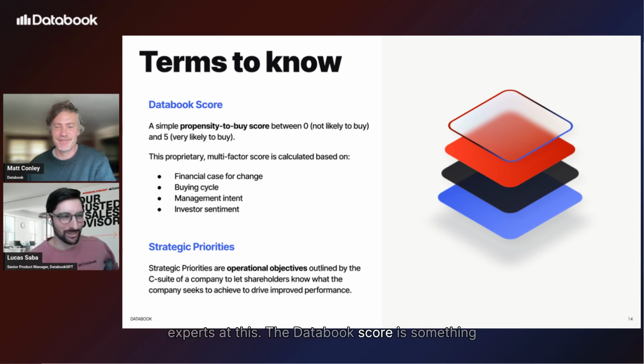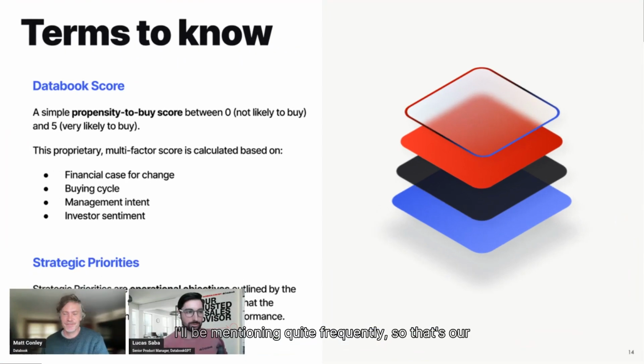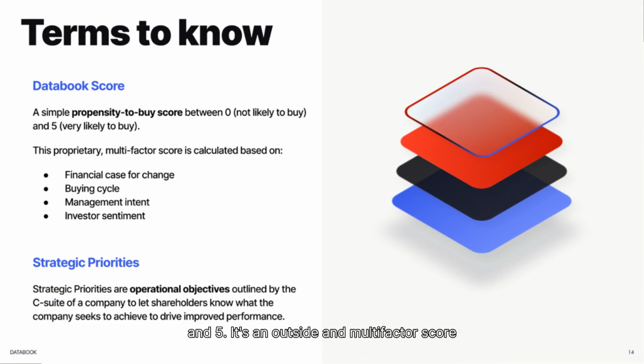The Databook score is something I'll be mentioning quite frequently. That's our propensity to buy score, which is between 0 and 5. It's an outside-in, multi-factor score that takes into account what's on the screen right there. It's really helpful for prioritizing your accounts, to understand which ones you should be targeting, as you might have a lot of accounts that you're following. You might have 20, but maybe only 2 or 3 of them have a high Databook score and are worth going after in the short term.